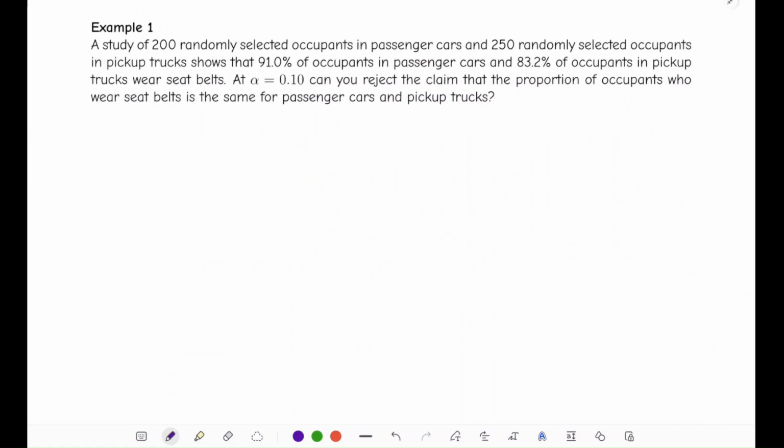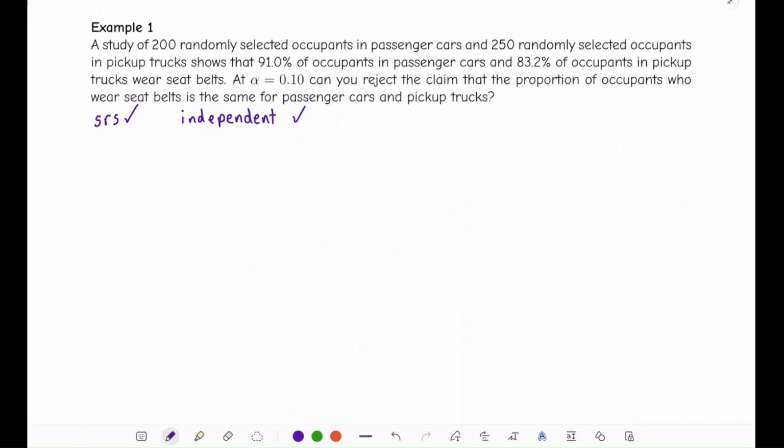So the first thing I need to do is check my requirements. So it does say randomly selected, so SRS checks off. I am going to assume that people that drive cars is independent from people that drive pickup trucks. So independent. True. And now I have to check the size requirement.